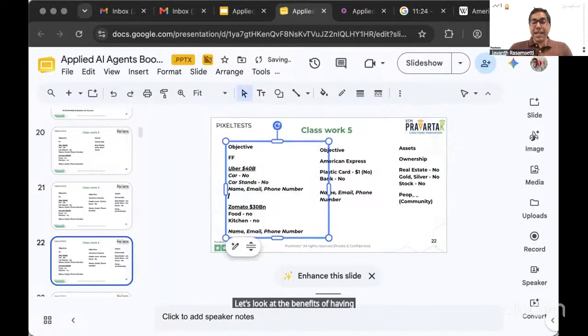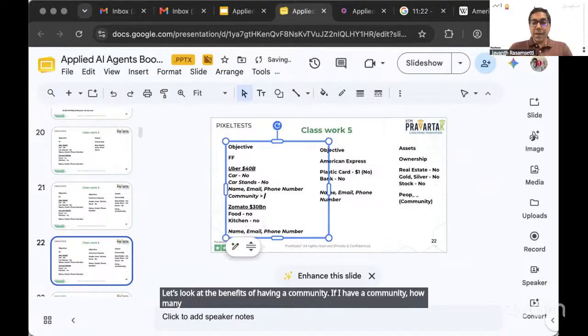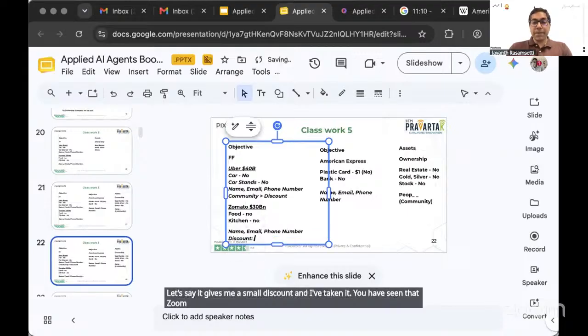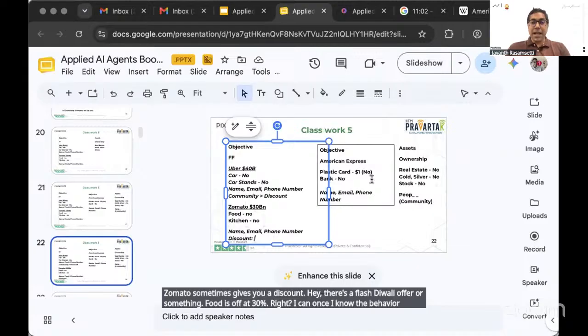If I have a community, I have information about you, and I can use the data. Uber sometimes sends me a notification with a discount. Let's say it gives me a small discount and I've taken it. You have seen that Zomato sometimes gives you a discount. Hey, there's a flash Diwali offer or something, food is off at 30%, right? Once I know the behavior, I can actually keep targeting.